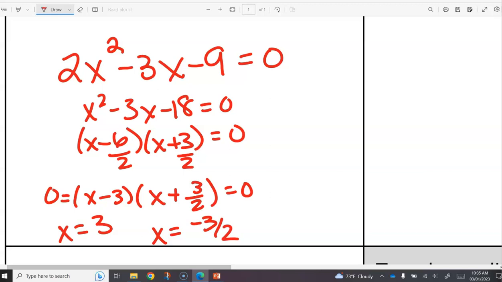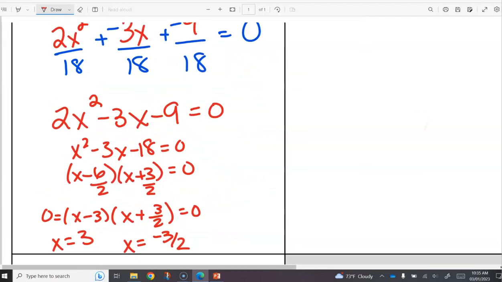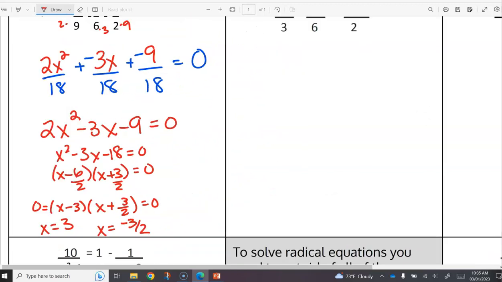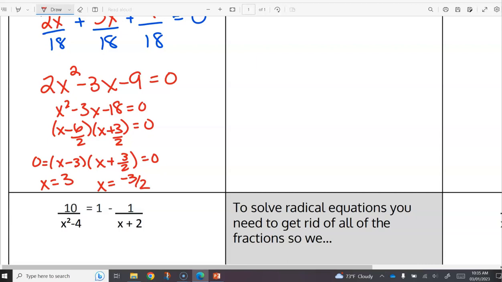Now before I circle anything, what did we always have to lift? What x could not equal, right? Domain restrictions. Is there any domain restrictions for this particular problem? No, because they're just numbers. There's no x's down there, so we're good. X can be anything. So here are my answers.